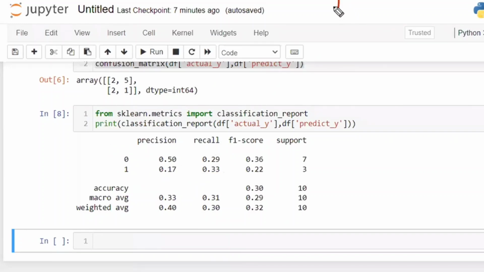Now, next one is called the F1 score. F1 score is nothing but the mean of precision and recall. Mean of precision and recall is called the F1 score. For 0, the average of these two will be considered. For this one, the average of these two will be considered. That too, which mean? Harmonic mean. It is not going to apply arithmetic mean. It is going to apply harmonic mean.